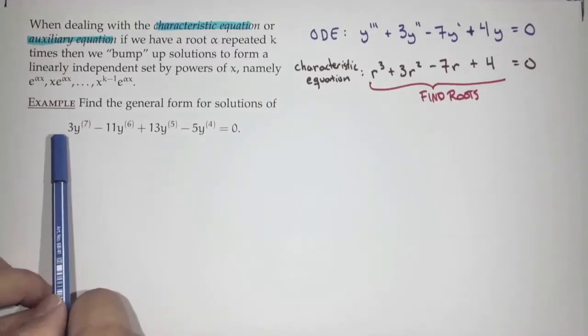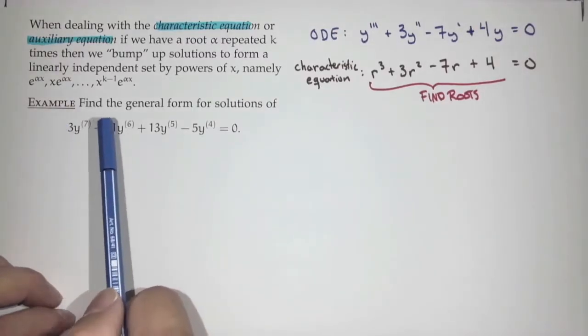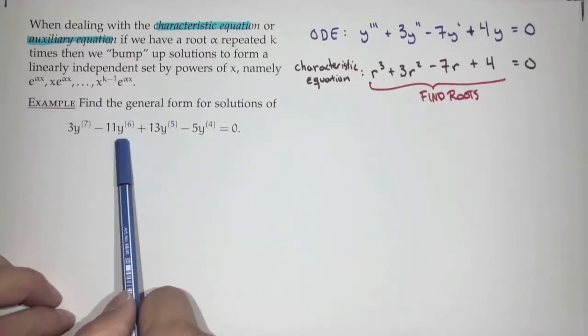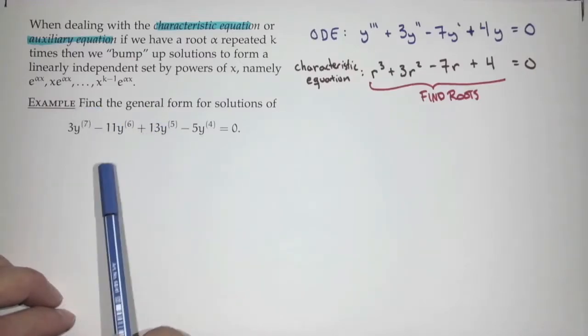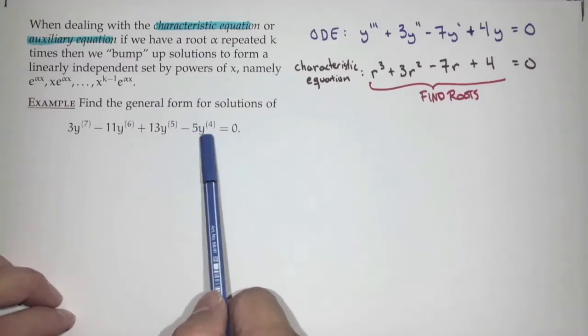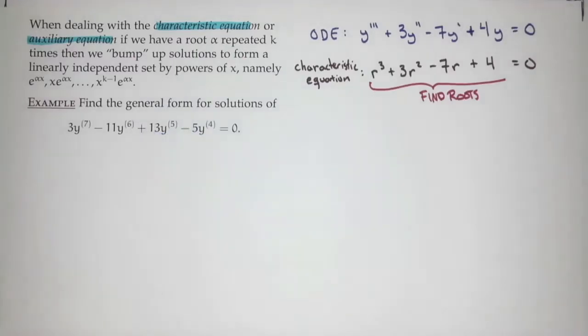Okay, so 3 times the 7th derivative of y, minus 11 times the 6th derivative of y, 13 times the 5th derivative of y, minus 5 times the 4th derivative of y equals 0. And we want to find the general form. Before we start, how many linearly independent functions are we going to need to find?